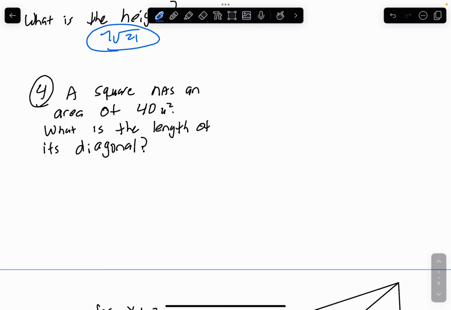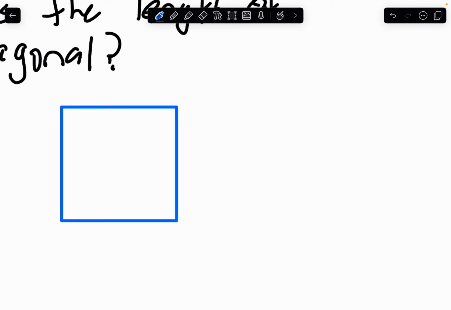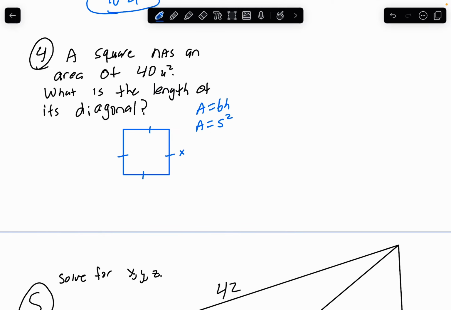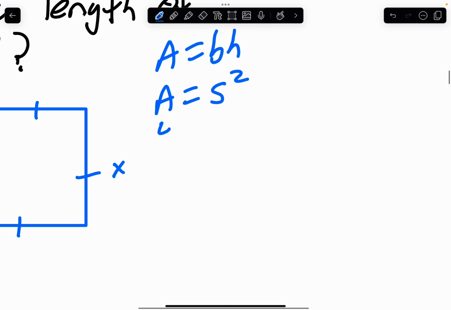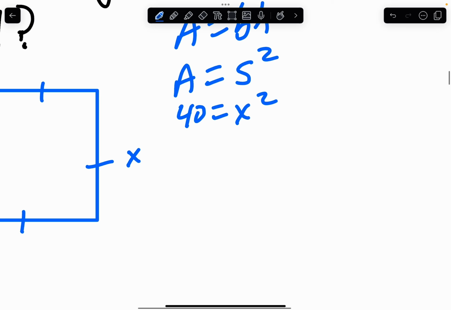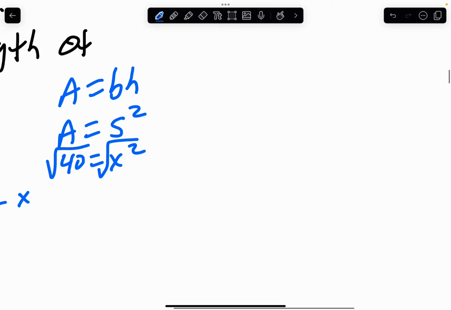A square has an area of 40 units squared. Okay, well, let's think about a square for a second. All the sides are the same. The area equals the side length squared, which really it's from the rectangle. The area equals the base times the height, except the base and the height are all the same number. So if I call that x, we could say that since the area equals the side squared, 40 equals x squared, basically, because they're telling us the area. So we have to take the square root. And so what is the square root of 40? So real quick, square root of 40.